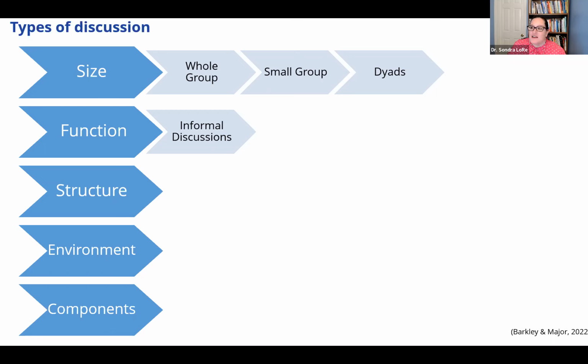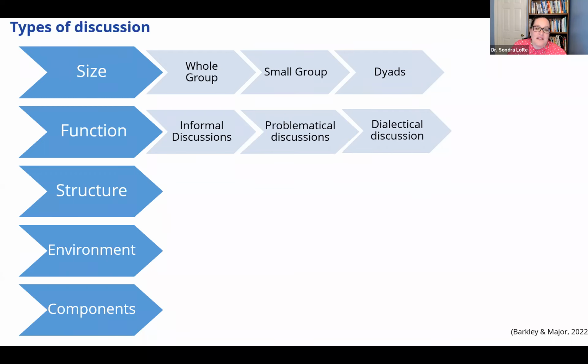Sometimes we can think of discussion groups in terms of their function. So there are informal discussions, problematical discussions where we might ask groups to solve a problem, look for solutions in their group. And we might have a discussion in which the students are looking at differing points of view and sharing that dialogue to support a particular viewpoint. We also might have a reflective discussion where we're asking students to put their own positionality into the situation and share that back with the group.